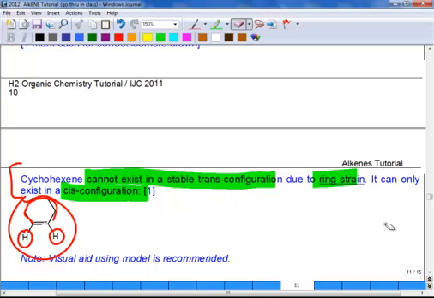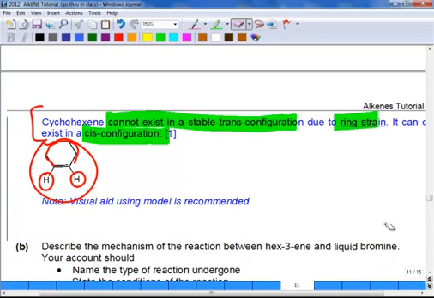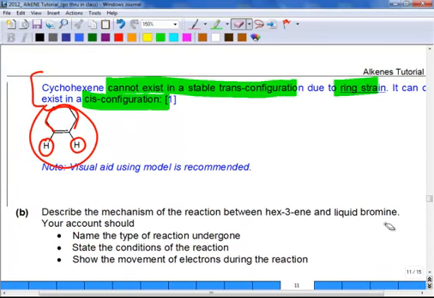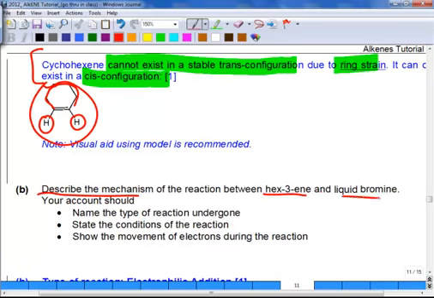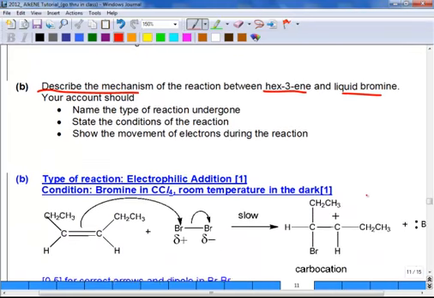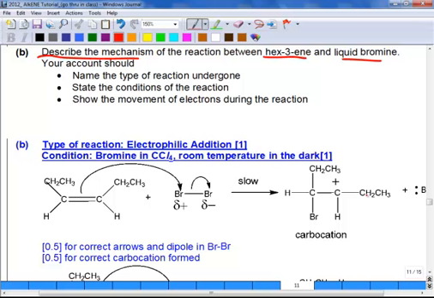Okay, B. Describe the mechanism. Everybody, what type of mechanism is it? State the condition, hex-3-ene and liquid bromine. What is the condition? In the dark. In the dark, and what's the temperature? Room. Correct. Okay. So in this case, take note again.